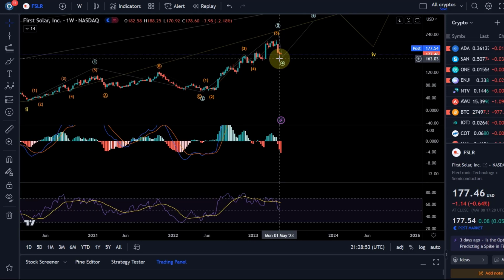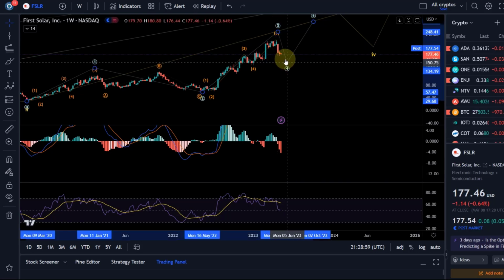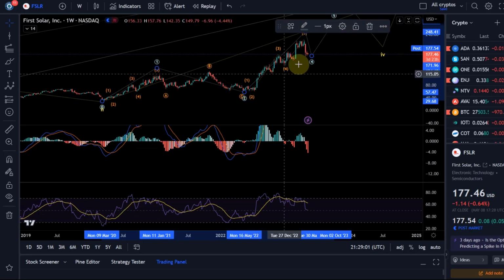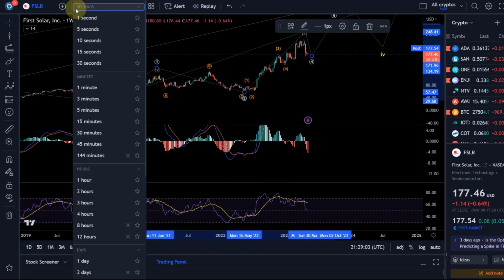Bearish crossover on the weekly, which basically would be in line with the count here as well. But I will give you the key support level that needs to hold to make further upside likely.